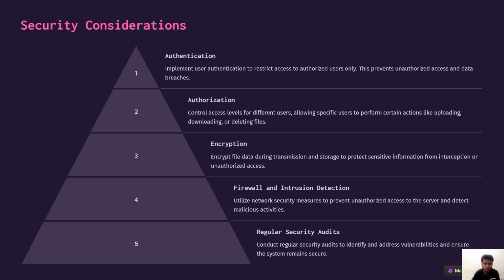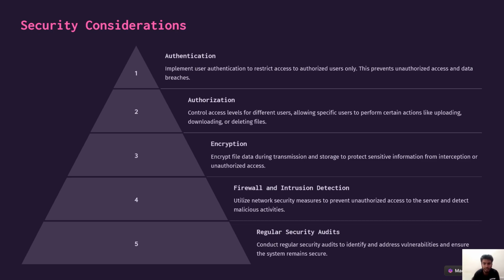Security considerations. There are five security considerations, which are authentication, authorization, encryption, firewall and intrusion detection, and regular security audits. Authentication implements user authentication to restrict access to authorized users only. This prevents unauthorized access and data breaches.